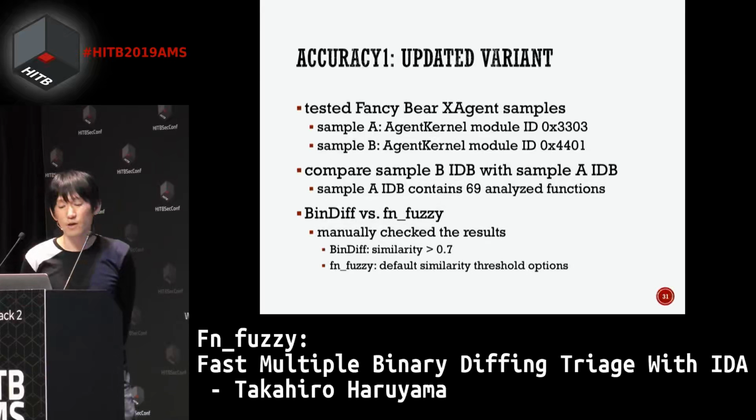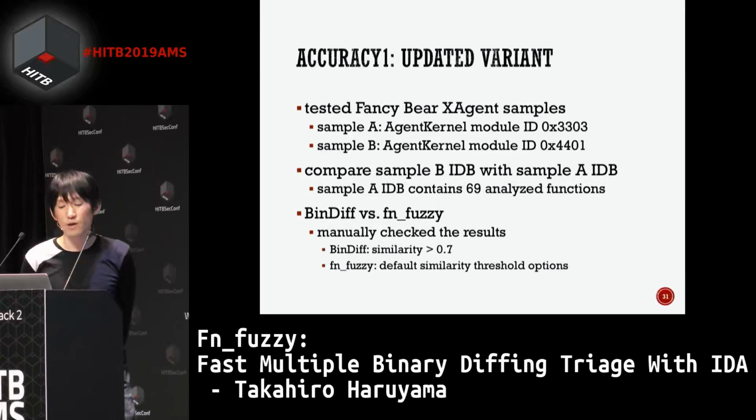I have 2 future works. One is extracting more generic code bytes. For example, Hex-Rays provides a function prologue epilogue detection API. So by using the API, FNFuzzy can exclude the function prologue and epilogue code bytes.